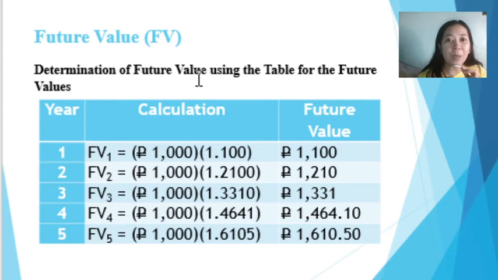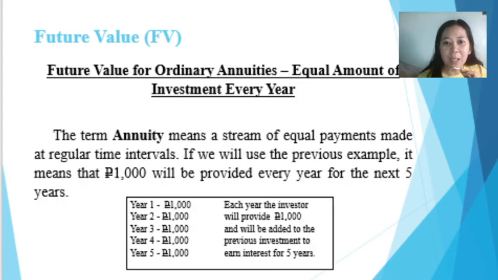Again, we only make the investment once in the current year. So what about the second case? The second case is for ordinary annuities. Here we will be discussing only equal amounts of investment, because there are cases where the investment for the next years is different from that of the current or first year. But in this case, we will assume that the investment is equal every year.